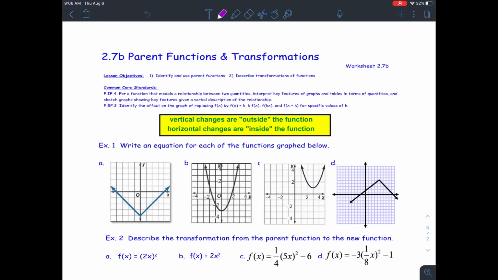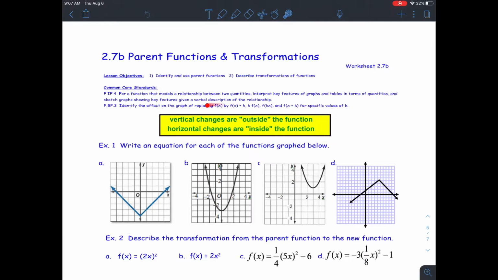Okay, 2.7, day 2 of talking about transformations. I know the previous video had a lot of information in it in terms of just different rules for how to determine whether there are stretches and shrinks, whether there are shifts, whether they're happening vertically or horizontally.